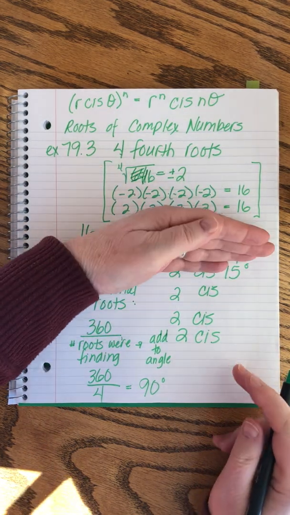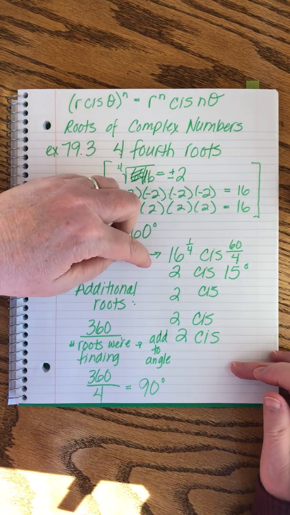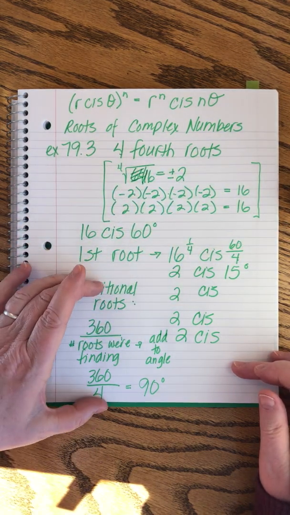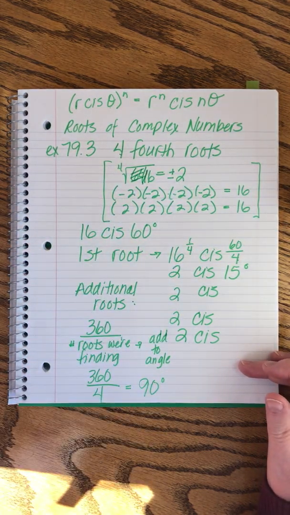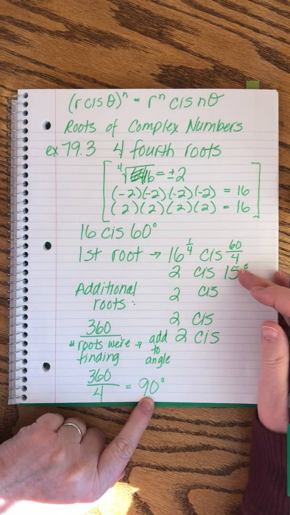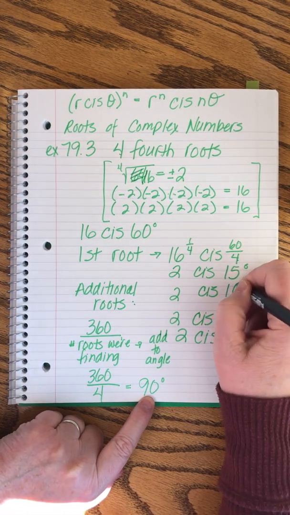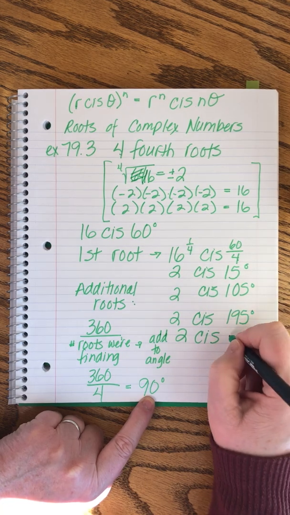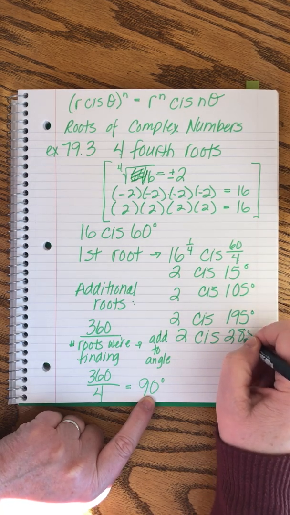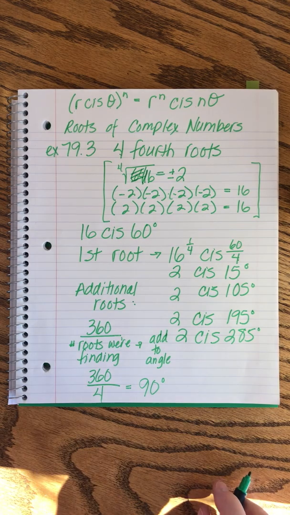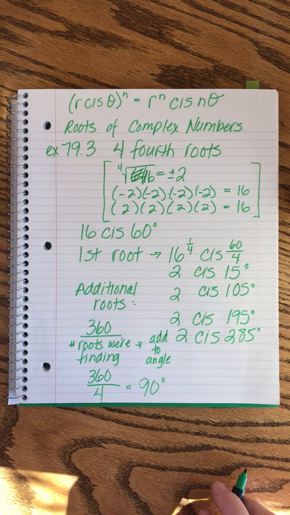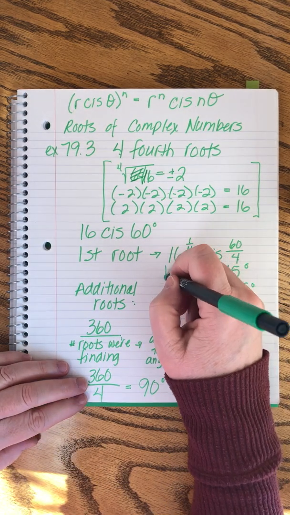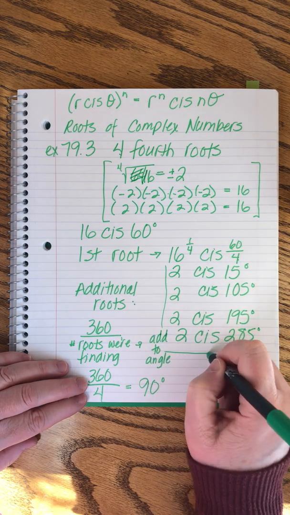Okay, so I'm making a list here of all of my 4th roots. This was my work to find the first one. Here's my work to find the additional ones. Now I'm going to add 90 to my angle. So then it would become 105 degrees and 195 degrees and 285 degrees. Okay, beautiful. These are the answers to our problem.